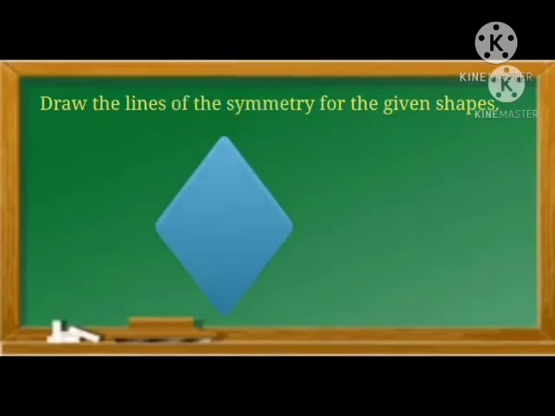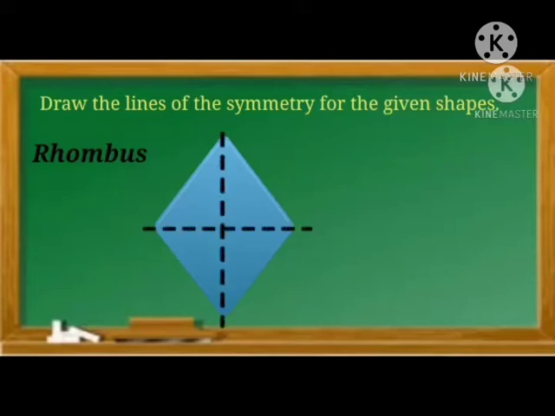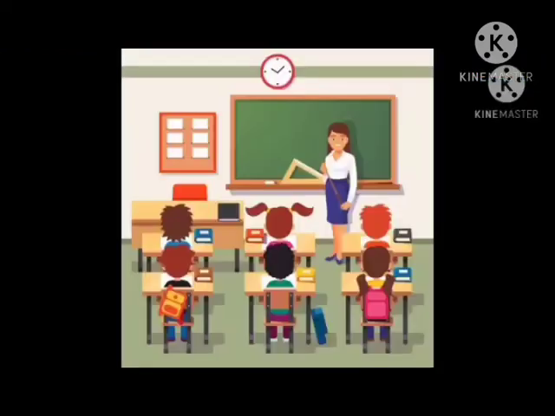What shape is this? Very good. A rhombus. Let's divide the rhombus vertically and horizontally. How many lines of symmetry a rhombus has? Very good. A rhombus has 2 lines of symmetry. Now that you know what symmetry means, see if you can find symmetrical objects near you.